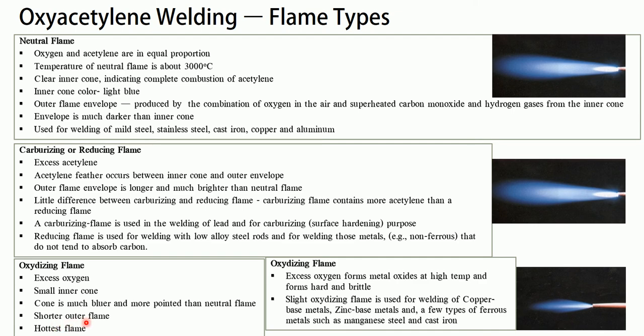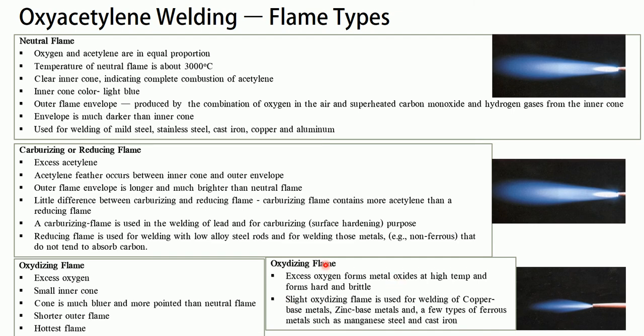Oxidizing flame has the shorter outer flame, or outer envelope. If we compare these two pictures, the flame in the third picture has a much smaller outer envelope. It is the hottest flame. The temperature formed in this type of flame is much larger than the previous two types of flame. In oxidizing flame, excess oxygen forms metal oxide at high temperature and forms hard and brittle material.